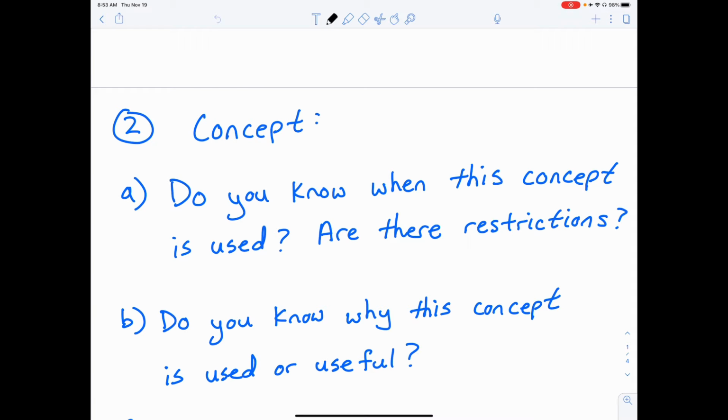Do you know why this concept is used or useful? You need to know when to apply this concept, right? And that is the most important part about that item.